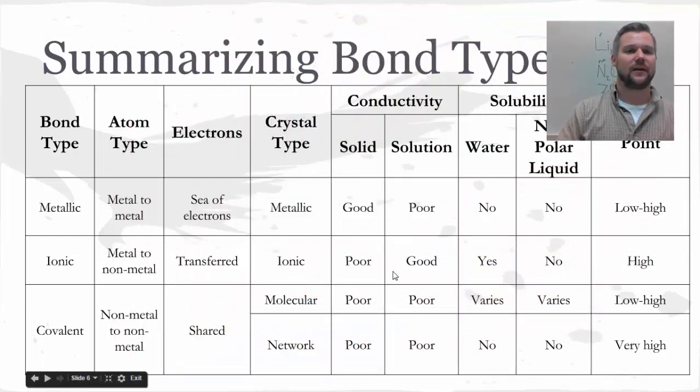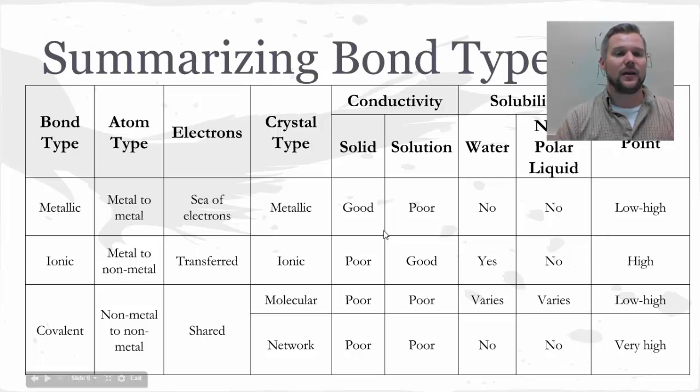What you should have learned after watching this video is that there are three different types of bonds. A bond is a force that holds atoms together and causes them to act as a group. You should have also learned that depending on the atom type, that defines the type of bond. So metal to nonmetal is ionic, nonmetal to nonmetal is covalent, and then a metallic bond is just a metal by itself. And finally, you should know the phrases for electrons: sea of electrons, transferred electrons, and shared electrons.